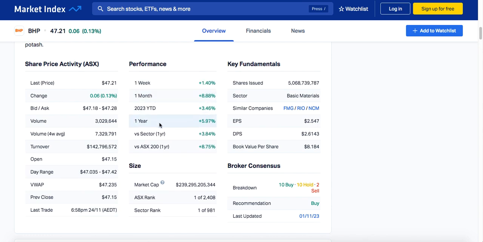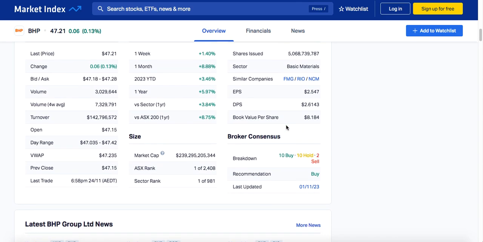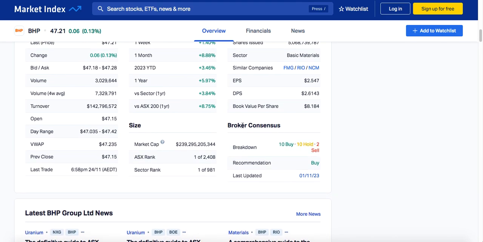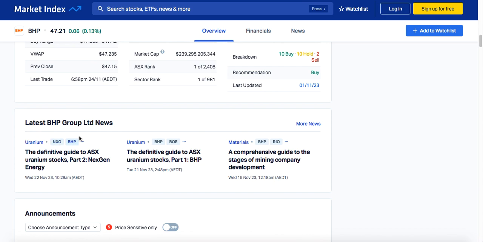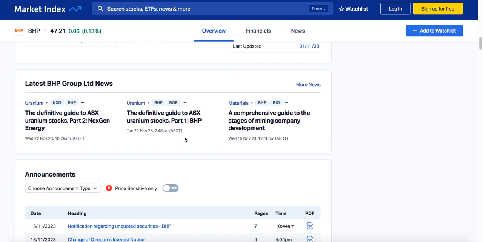We've got the performance here, size, which is the market capitalization, ASX rank 1 of 2,408, so the number 1 on the ASX, fundamentals, and broker consensus. So brokers, there are many different brokers out there. I'm not sure which ones they are using. We can have a look into that, but essentially it tells you what the brokers are saying. Should we buy this share? Should we hold this share? Hold meaning keep it if you already have it, or should we sell it in the event that you do hold this asset? So we've got the latest news here, and perfect.